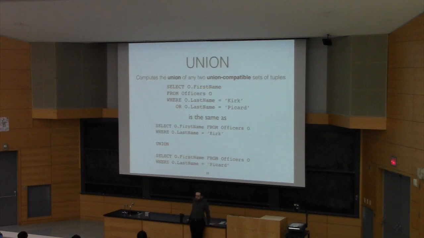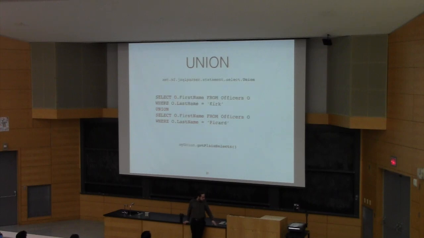All right. So you can express union in SQL as well. You can do select, union, and then another select. This is represented in JSqlParser as using a class appropriately named Union. Both Union and plain select are instances of an interface called SelectBody, which means they're more or less interchangeable. Union also has a method called getPlainSelects, which returns all of the select statements as basically a giant list. Fairly straightforward.